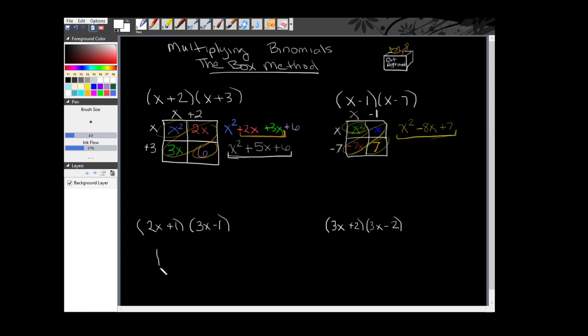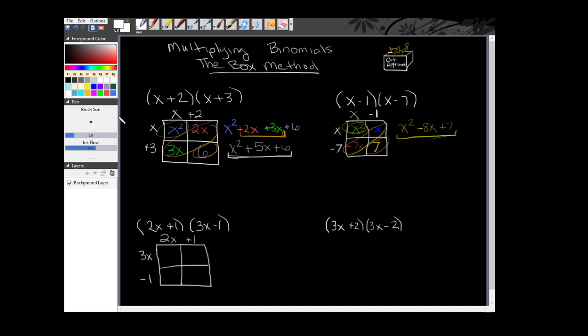So now my third example, if you notice, now we're starting to get a little more complex. Now there's coefficients in front of the x. They aren't just x. You'll find this still works the same way. So I put my 2x plus 1 across the top of the box. I put my 3x minus 1 down the side of the box.